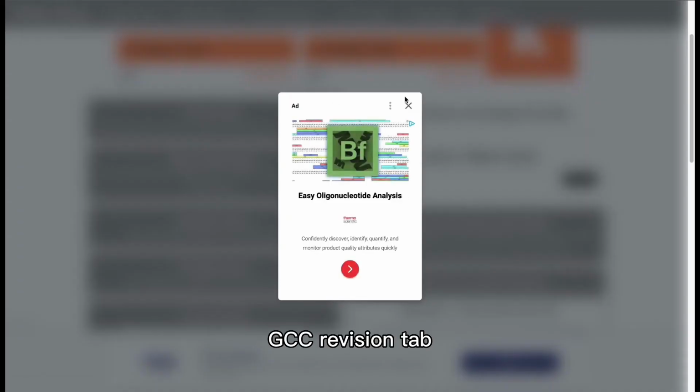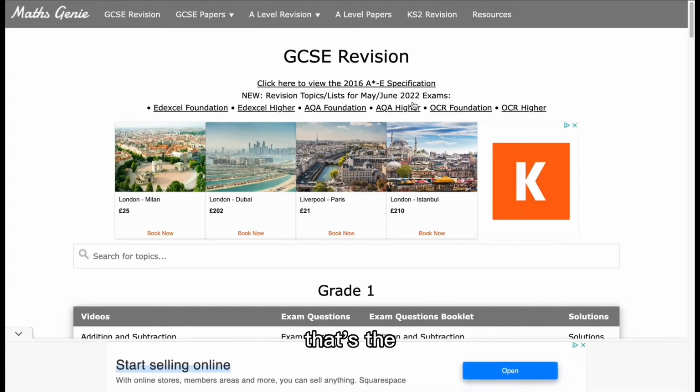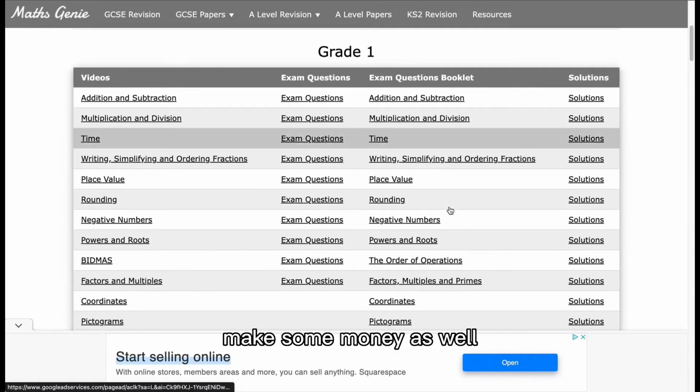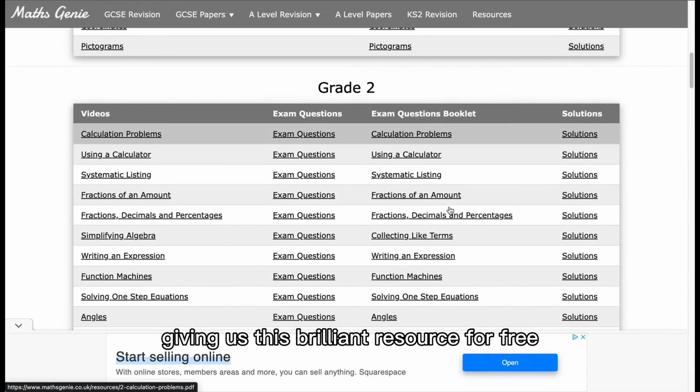So you go to the GCSE revision tab. Obviously, we've got some adverts, so that the owner of Maths Genie can make some money as well, giving us this brilliant resource for free.